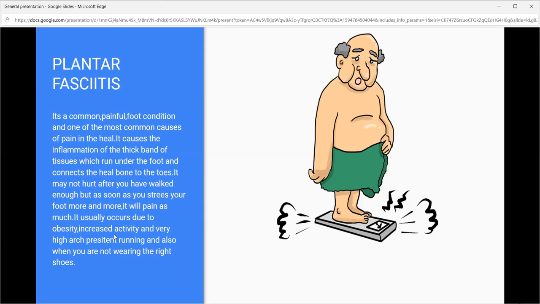In this injury, the thick band of tissues which runs along the foot is inflamed. When they are inflamed, the muscles and tendons start getting detached, and that's when the injury takes place. Yeah, my presentation ends here, and now Anjali will continue.